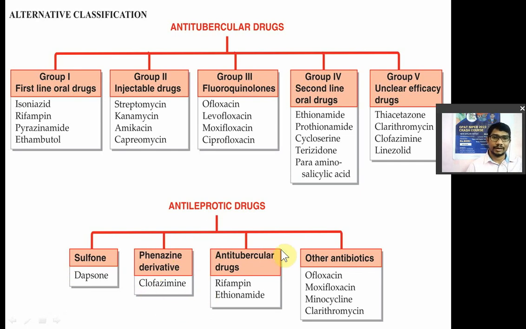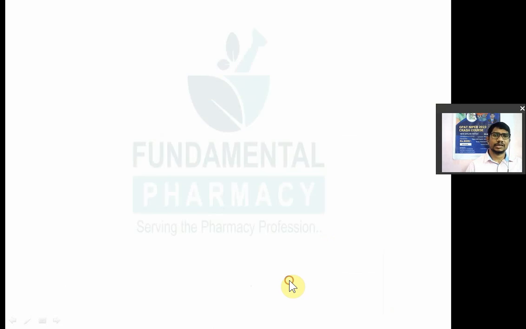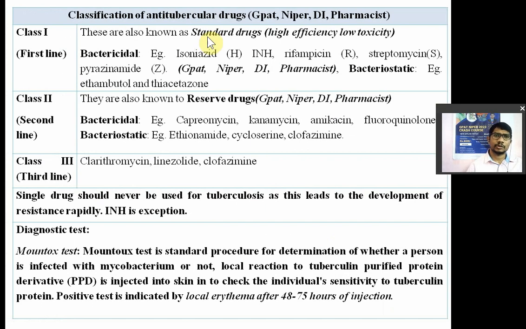Then anti-tubercular drugs used in leprosy: rifampicin and ethionamide. Other antibiotics used in leprosy: ofloxacin, moxifloxacin, minocycline and clarithromycin. Okay. Now we'll see the classification again. Classification of anti-tubercular drugs.